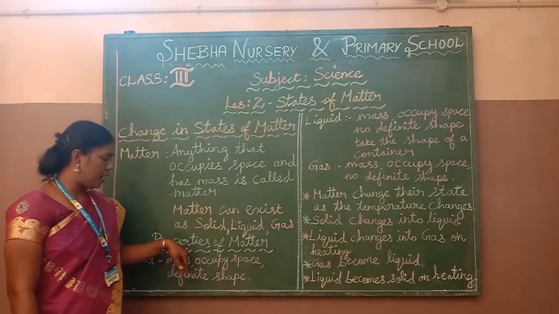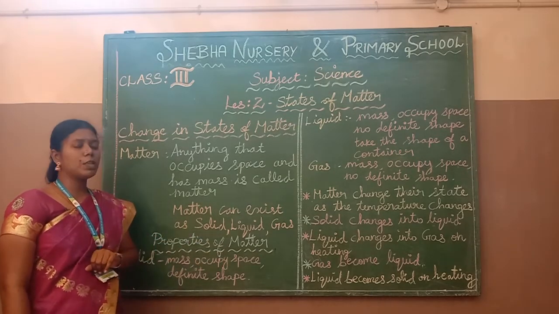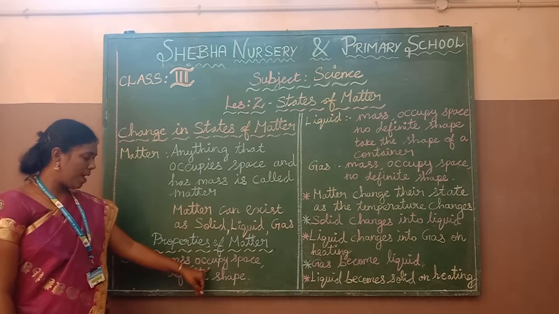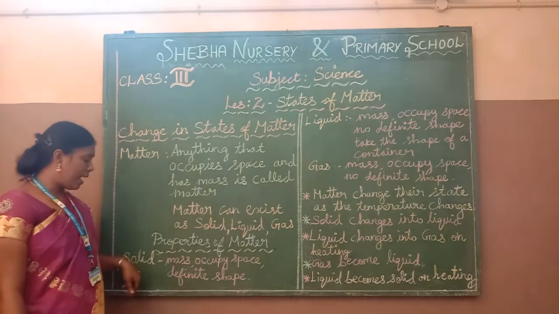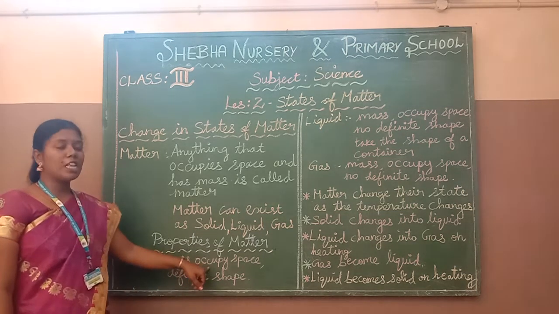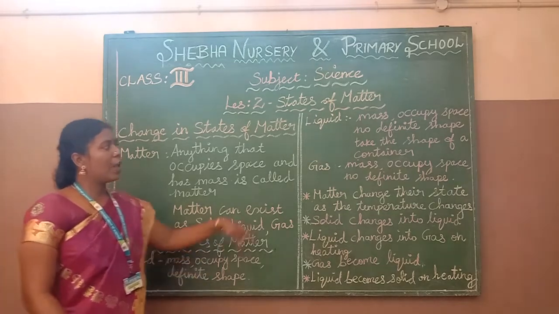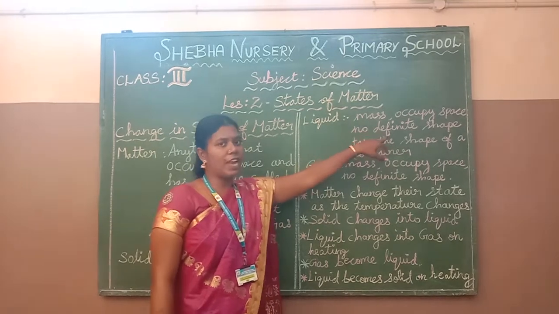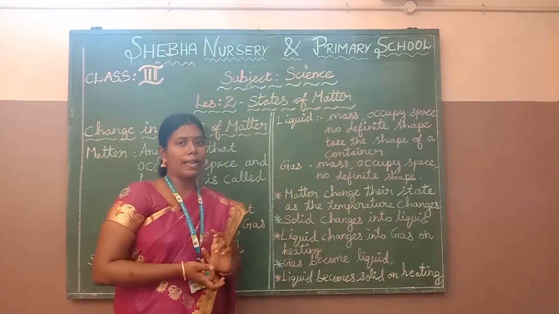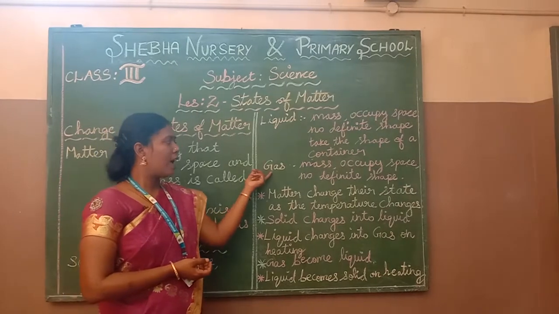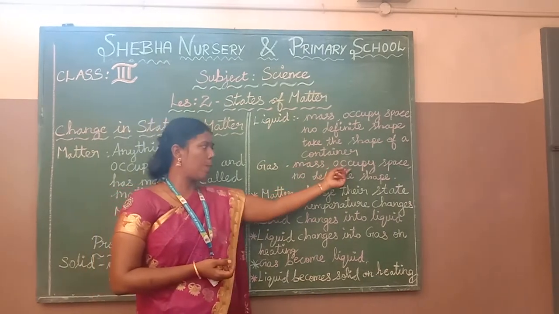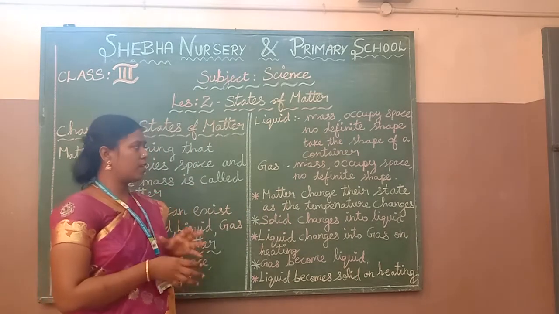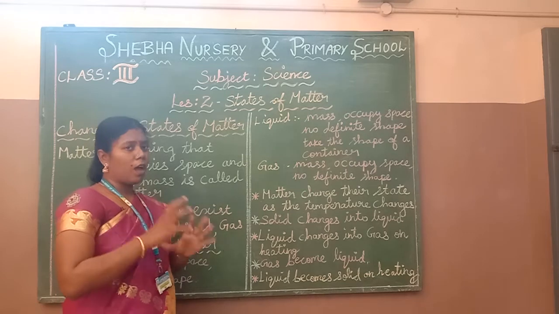Now we are learning the properties of matter. What is meant by properties of matter? Solid has mass, occupies space, and has a definite shape. Liquid also has mass and occupies space, but has no definite shape; it takes the shape of the container. Next, gas also has mass, occupies space, and has no definite shape. Gas also doesn't have a shape; it just takes the shape of the container.